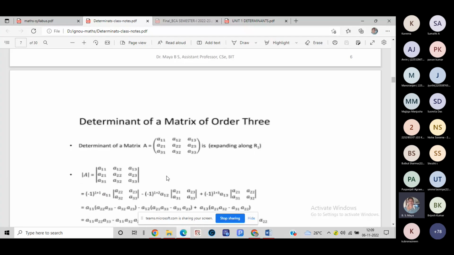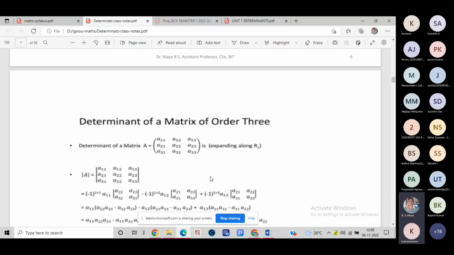See, next is order 3. So order 3 is nothing but 3 cross 3. Order 3 is what? 3 cross 3. What do you mean by 3 cross 3? 3 rows and 3 columns. Let's say A11, A12, A13; A21, A22, A23; A31, A32, A33. See, they have 3 rows with 3 columns.